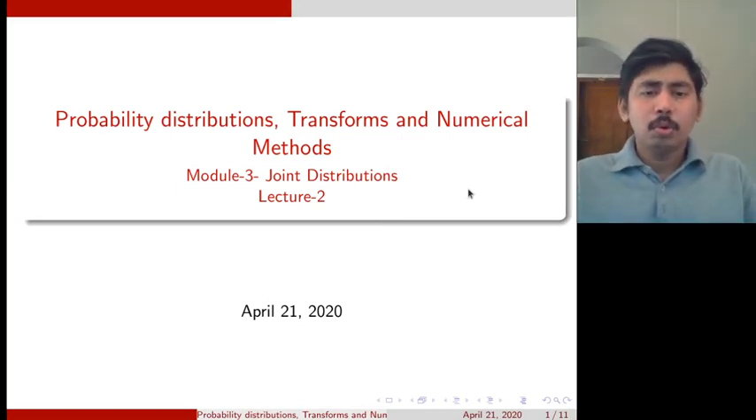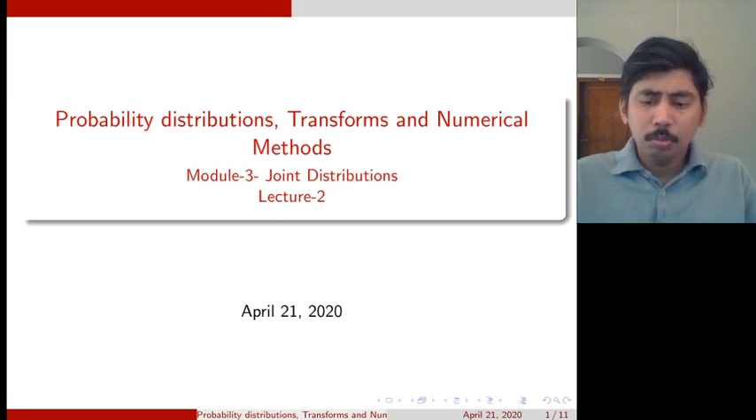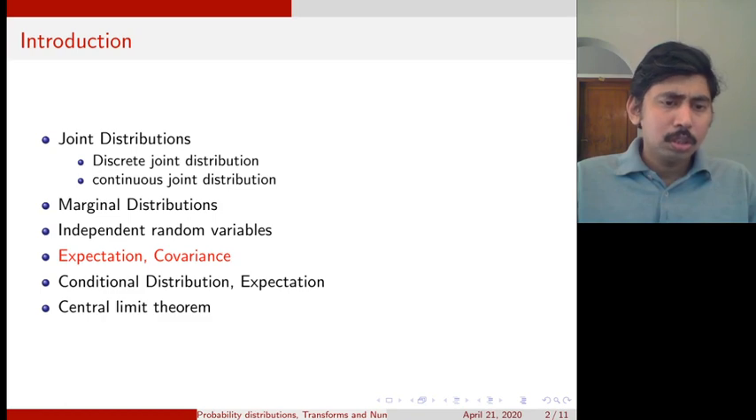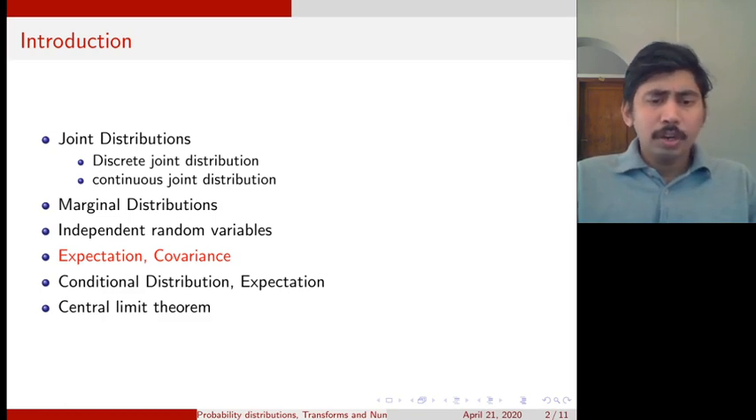Today we will discuss covariance and expectation, which is lecture 2 of the third module. We already discussed what a joint distribution is and how to represent discrete and continuous distributions, what a marginal distribution is, which is the distribution of one variable taken out from the joint distribution, and what independence of random variables is. Okay. Today we will discuss expectation and covariance.